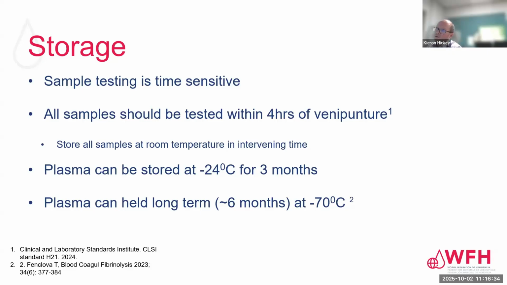And if you are not going to be processing the sample straight away, plasma can be stored at -24 for 3 months. And if samples are required to be held for longer term storage, greater than 6 months, they can be stored at -70 degrees C.